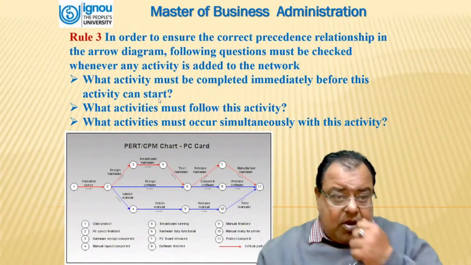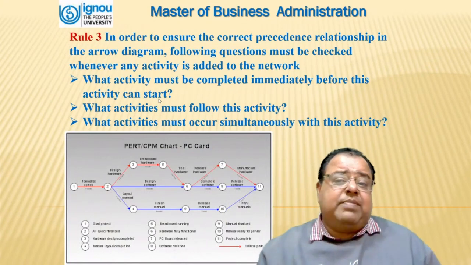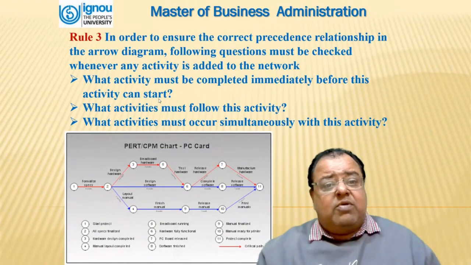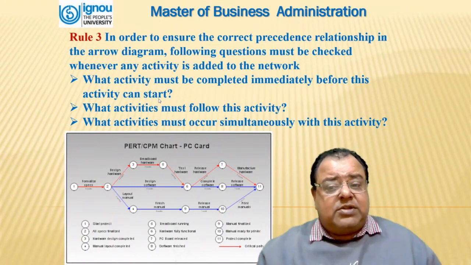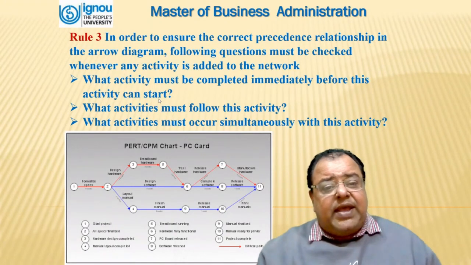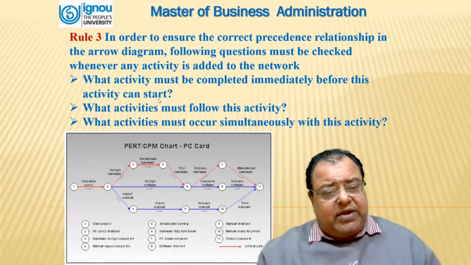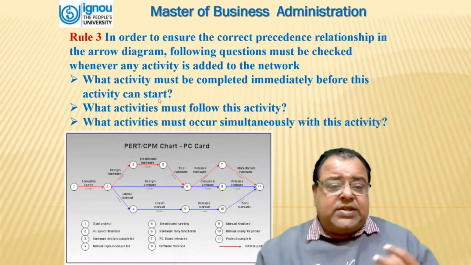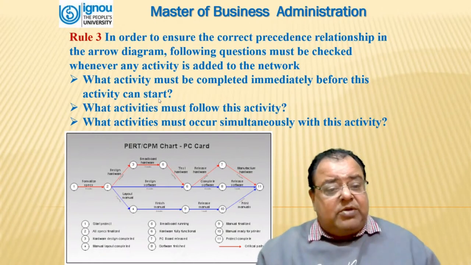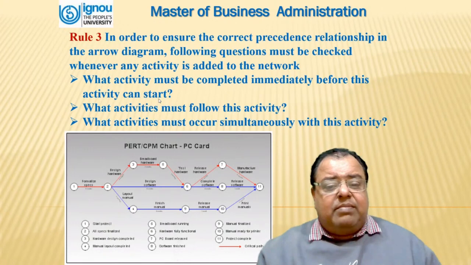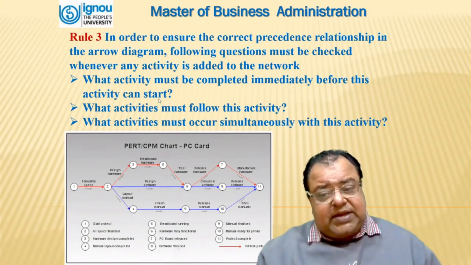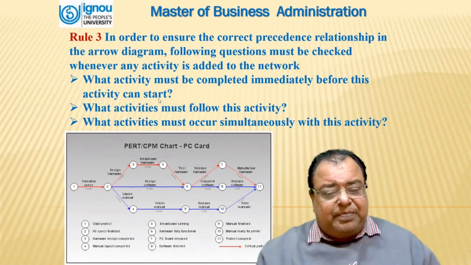Rule three: in order to ensure the correct precedence relationship in the arrow diagram, the following questions must be checked whenever any activity is added to the network. Number one, what activity must be completed immediately before this activity starts? Number two, what activities must follow this activity? Number three, what activities must occur simultaneously with this activity?